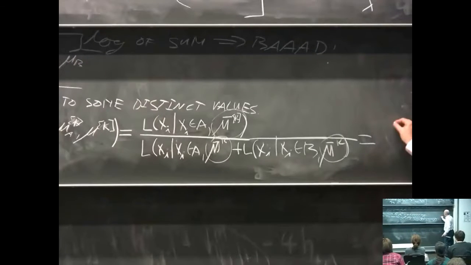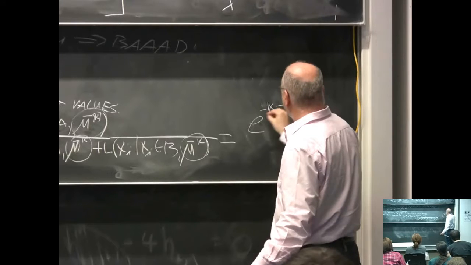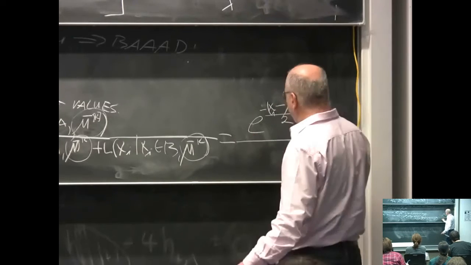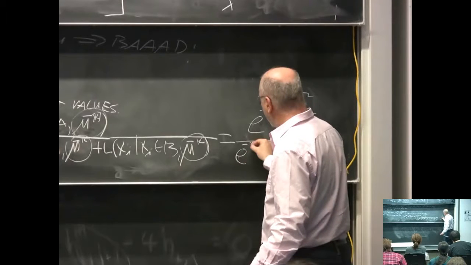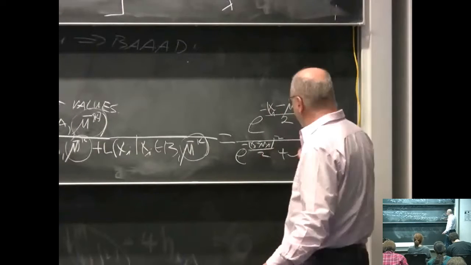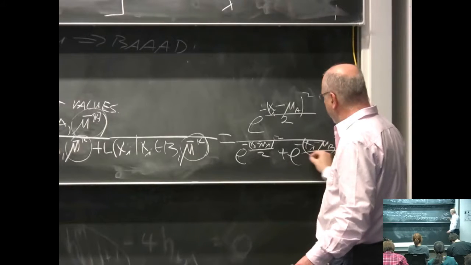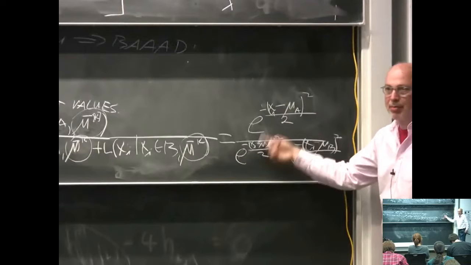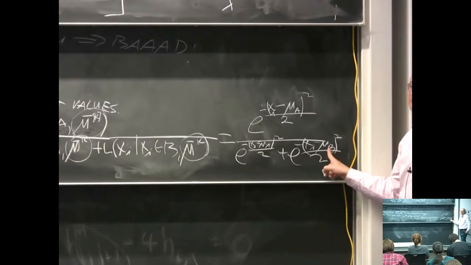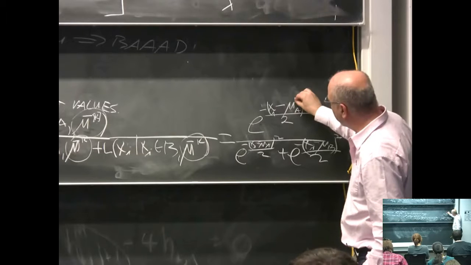And this boils down to e to the negative (xi minus mu a) squared over 2, divided by e to the negative (xi minus mu a) squared over 2, plus e to the negative (xi minus mu b) squared over 2. This and this are the same, and this only differs by having a mu b instead of a mu a. I'm sorry, I forgot to say that this mu a is the kth version, the kth estimate.